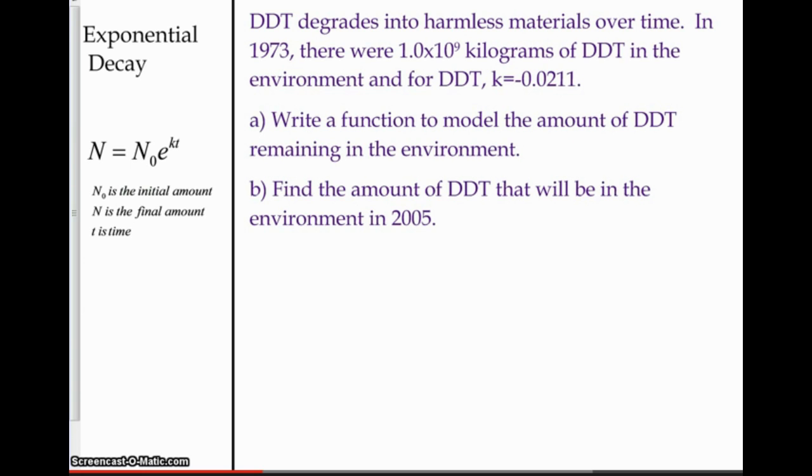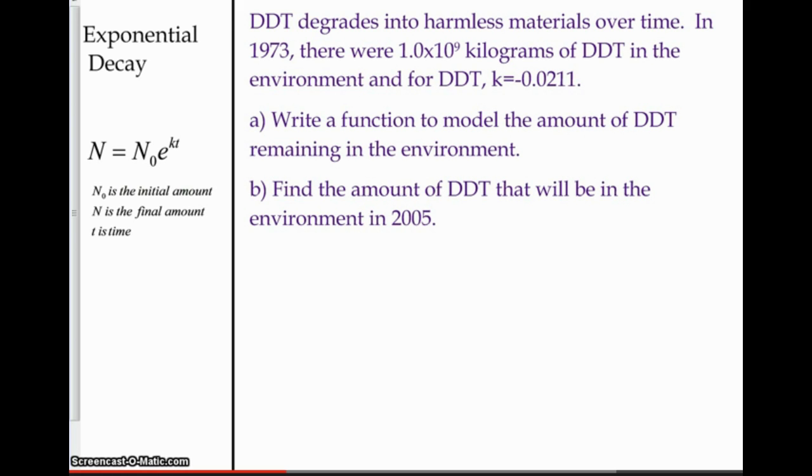This is a problem out of your book, and the book had some good information about this chemical called DDT. DDT is a chemical that was used in the past. I think it's been outlawed now. They used it to get rid of bugs and help their crops to grow stronger. But they found out it was harmful in the air. And so now they've realized that DDT does degrade into harmless materials over time.